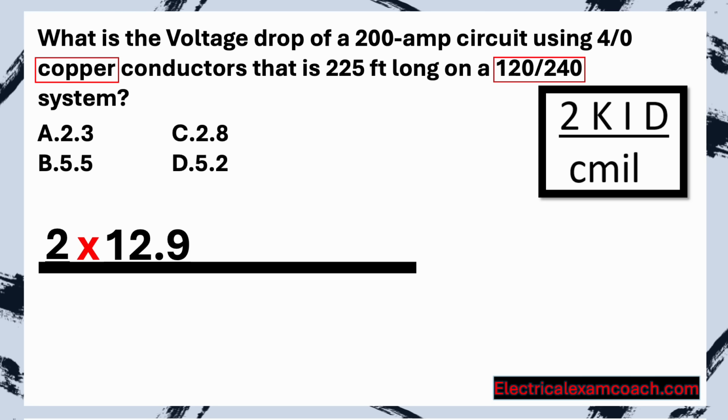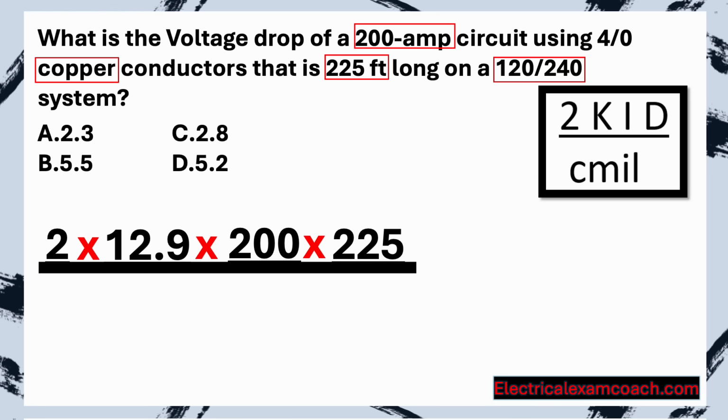Now we need to look at I, which is current. We put down our X for our multiplier. We go to our question, and it's a 200 amp circuit. So we're going to put 200 down. Then we put our multiplier, and now we need to look for D. Well, our D is 225 foot, and we put that down.